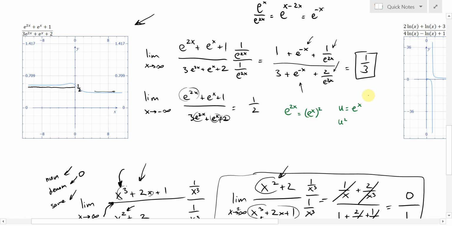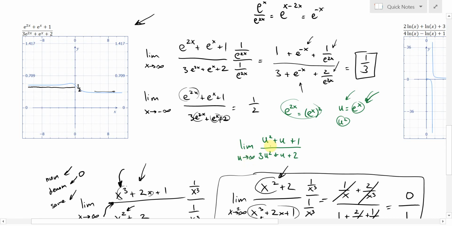And if we're asking, what happens as x goes to infinity? Well, if x goes to infinity, e to the x goes to infinity, so that's really asking what happens as u goes to infinity. And if we write our expression in terms of u, our expression is e to the 2x, which we agreed was u squared, plus e to the x, which is u, plus 1, over 3u squared plus u plus 2. And as x goes to infinity, u, which is just e to the x, also goes to infinity, so we're really asking the limit as u goes to infinity.